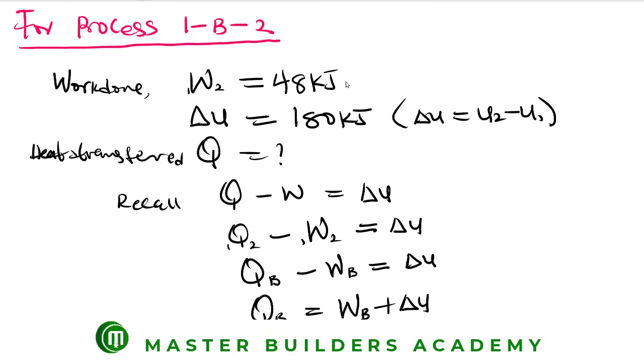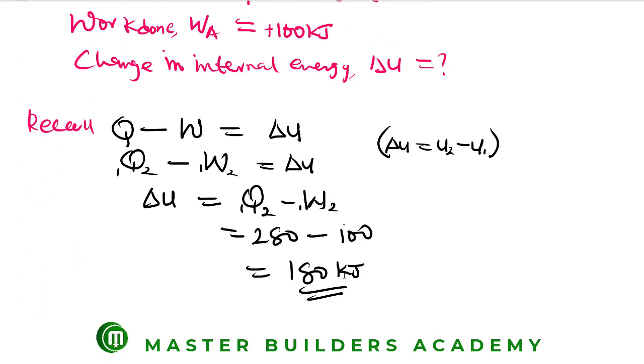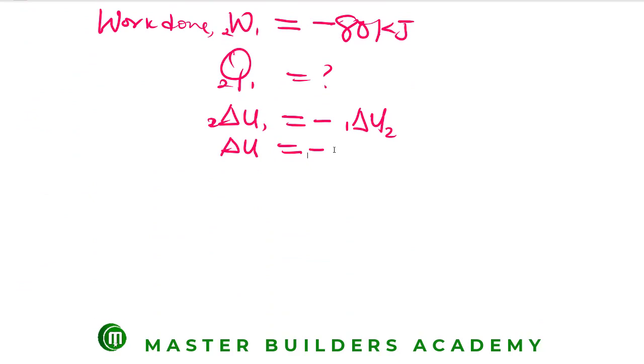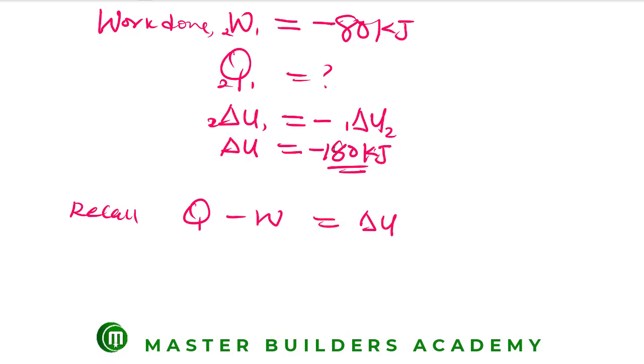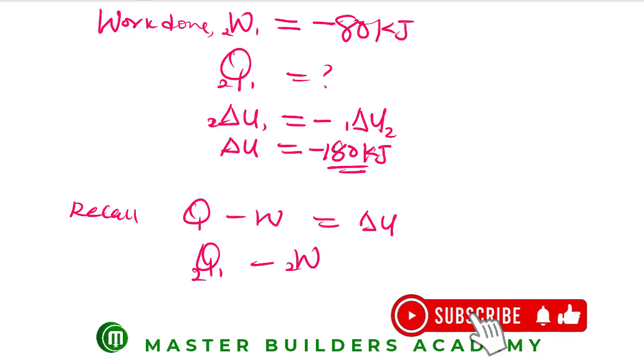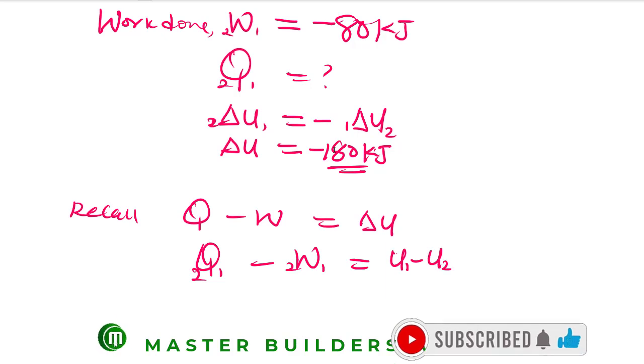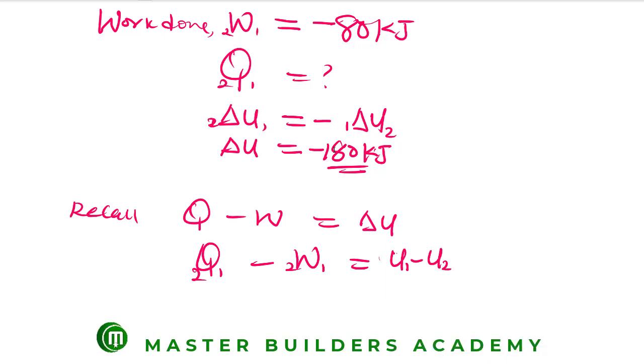Now what value do we have before as our internal energy? You can check it here. Change in internal energy, as you can see here, is 180 kilojoule, right? So we can now take this as minus 180 kilojoule. I hope you understand why this value is changing to negative. So this is now the internal energy. All we need to do is to recall that Q minus W is equal to change in internal energy, and then Q from 2 to 1 minus W from 2 to 1 is equal to change in internal energy, which is supposed to be U1 minus U2. You see it? This is why it's changing to negative.